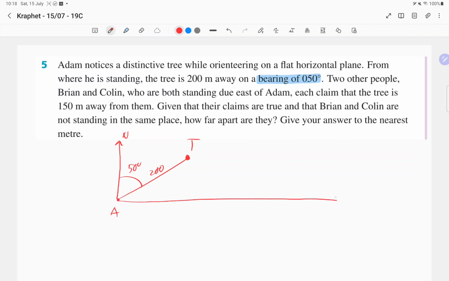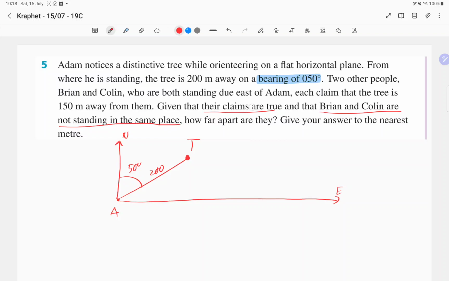So I've got to draw the east line. They're claiming that the tree is 150 meters away. How do we draw B and C, Brian and Colin? They're just one person. No, they're 2 people, but they're both 150 meters away from the tree. Their claims are true, and they are not standing in the same place. How do we draw those?